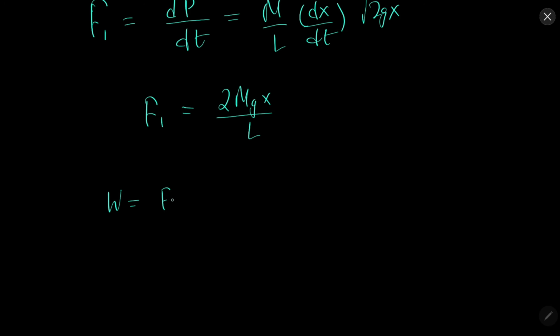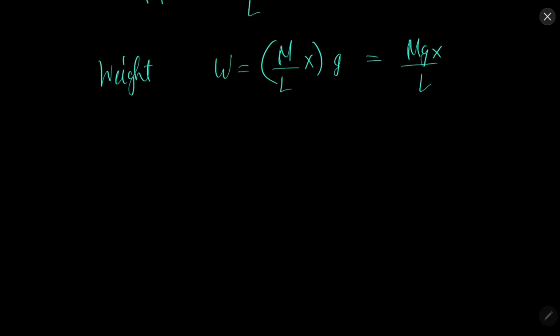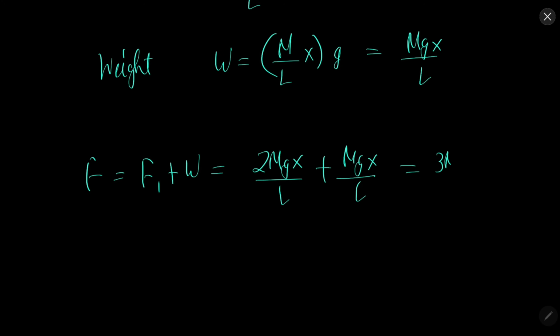Now let's talk about the weight. So weight will be m by L into x into g, so mgx over L. So total force, F1 plus weight, 2mgx over L plus mgx over L, is 3mgx over L.